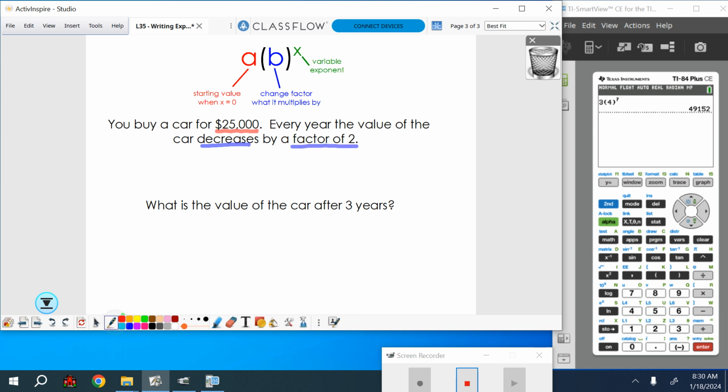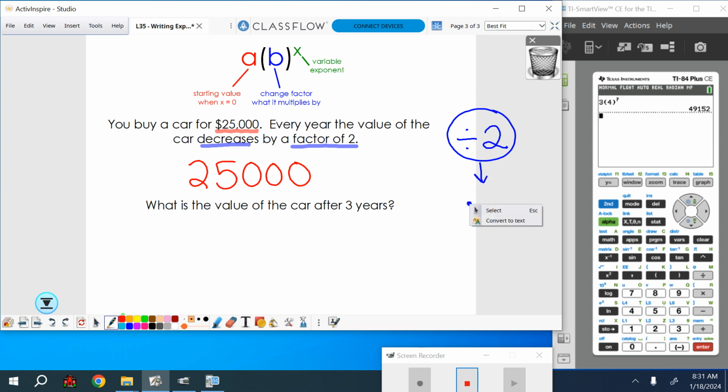Okay, this one's a little tricky. So my starting value, that's easy, 25,000. But it says it's decreasing by a factor of 2. When it's decreasing, what that means is I'm really dividing it by a factor of 2. And I said we can't write a problem where we have a division rule. We have to change that into multiplication. So what we're really doing when we decrease by a factor of 2 is we're multiplying it by half. So my change factor is going to go in here as half. And because we're writing just the general equation, we're going to leave our exponent in x for right now.